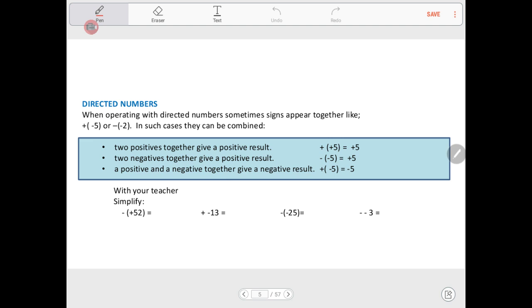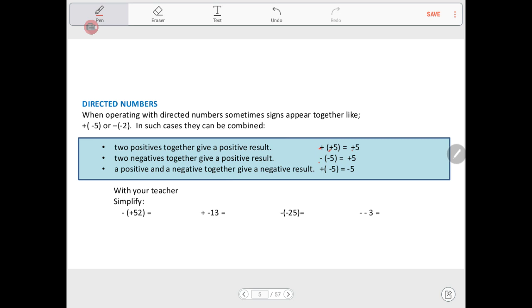If the signs are the same, so if we've got two positives or two negatives, that always leads to a positive result, as we see in this example here. Plus plus makes plus 5, minus minus makes plus 5. Now if the signs are different, if we've got a positive and a negative, then that leads to a negative.